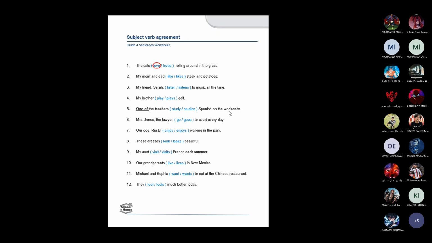Salman Uthman. Yes, Mr. Number two, Salman. My mom and my dad like. Which one you choose? Likes. The second or the first? Second. But you know, Salman, I say here, my mom and dad, they are one or they are two? Two. So that means a plural. So the verb must be without S.